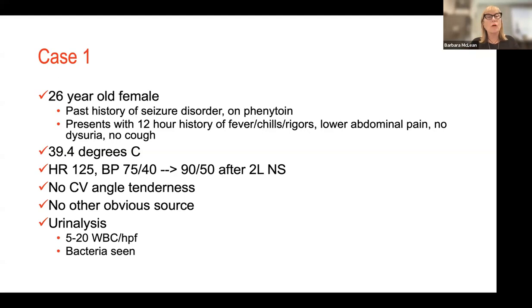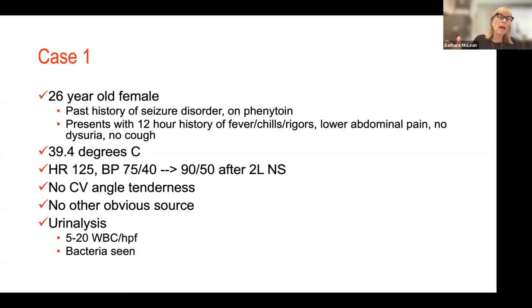This is a 26-year-old female, has a past history of seizure disorder, well-controlled on phenytoin. She presents with a 12-hour history of fever, chills, rigors, lower abdominal pain, no uncomfortable urination, no difficulty with urination, and no cough. But she is hyperthermic, mildly hyperthermic, and tachycardic. But when she is first evaluated, she's got that temperature, she's got tachycardia. Lo and behold, she's hypotensive.